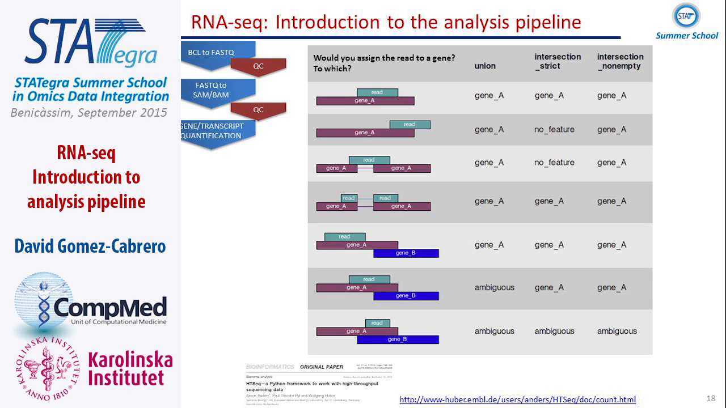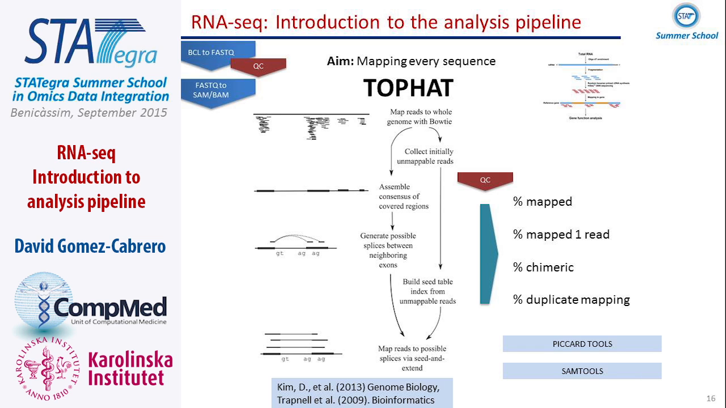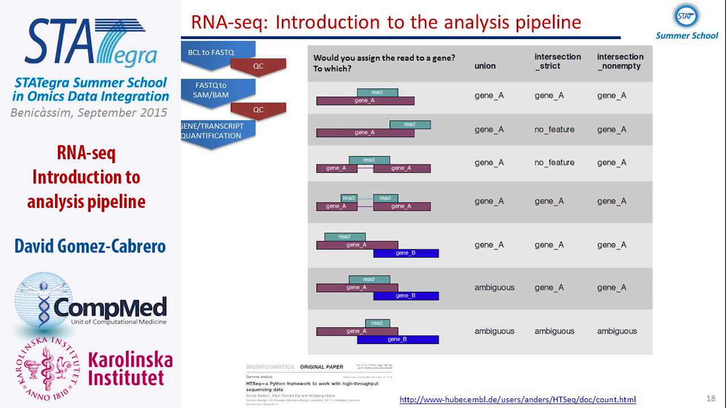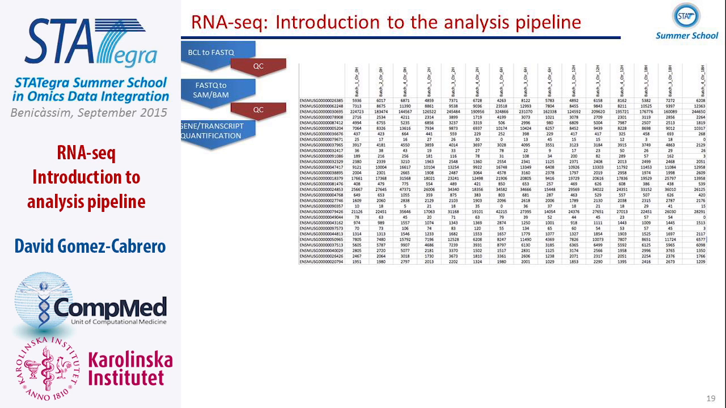HT-seq is the one we use in STATegra. So the count data we are going to use in STATegra is actually HT-seq data. You stay with me. We got the FASTQ files, then we map to the genome, we filter things that we don't want, then with those reads, I'm going to assign them to genes. And now I come to this situation, right?